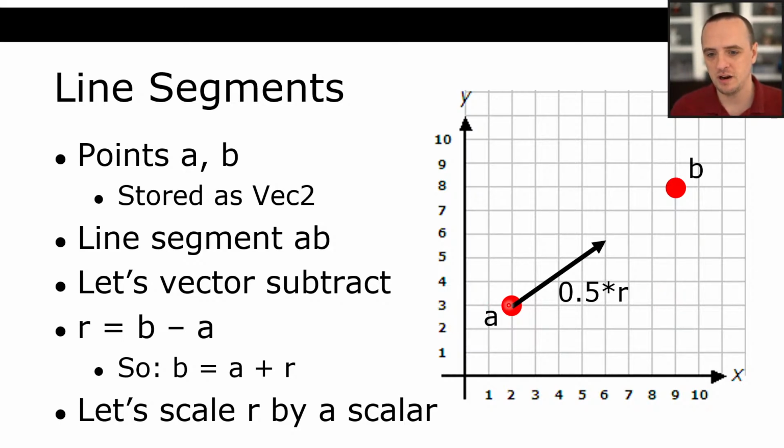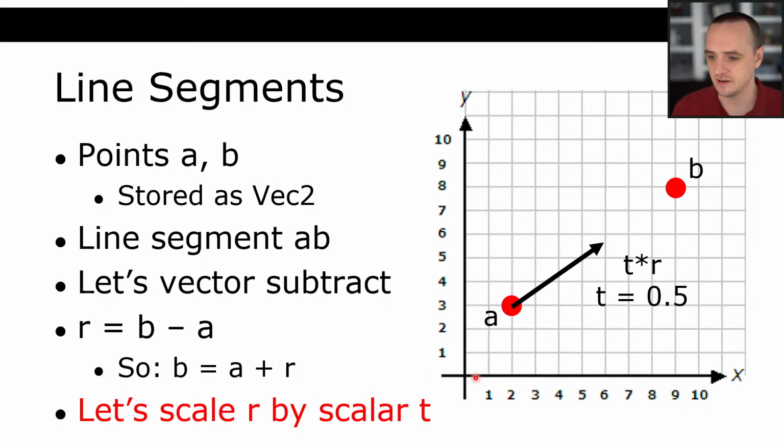So if we are at A and we multiply R by a scalar that's between 0 and 1, then we will get a destination somewhere between A and B. But if we multiply it by a scalar that's greater than 1, we will get a vector that lands beyond B, okay? And that's going to come later. So we're going to call our scale T. R is the vector, T is the scale value, okay? So here, this would be T times R, and the particular value of T in this example is 0.5, all right?